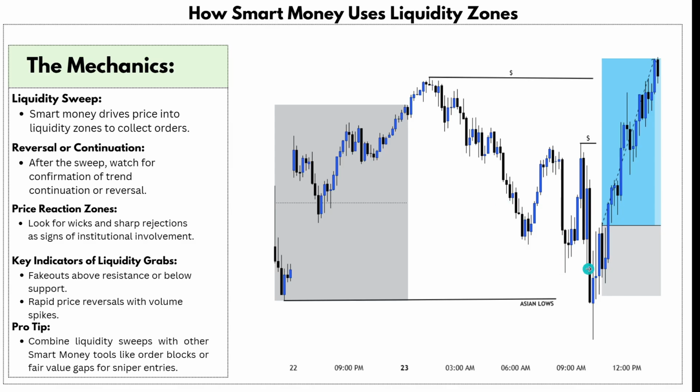So after price clears this Asian low liquidity and then rallies higher, on this pullback, on this reversal, that's when I'll scale down on the lower time frame and wait for a market structure shift and combine this liquidity sweep with other concepts like order blocks and position myself inside of an order block or a fair value gap to then extend higher. So this right here is how smart money uses liquidity zones.